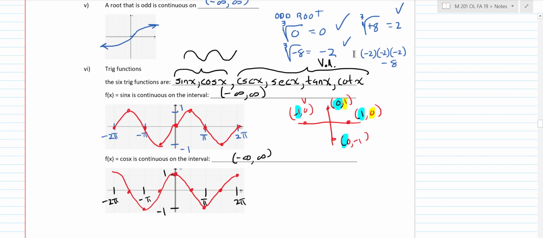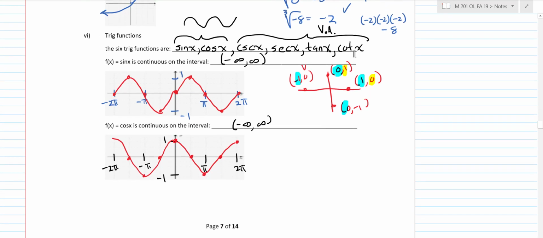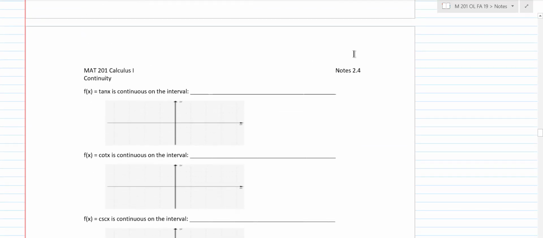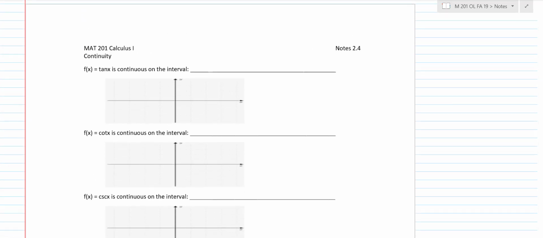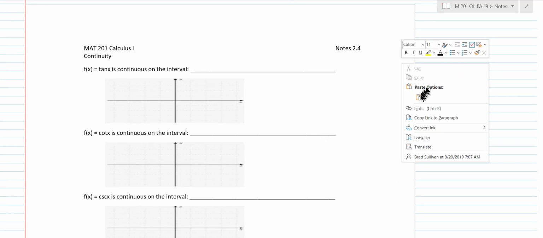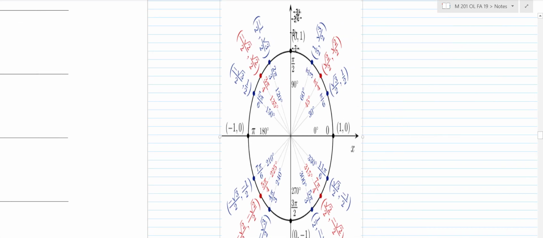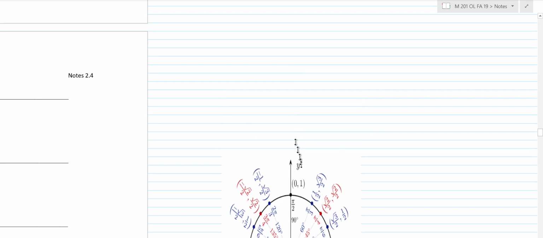Okay, let's move on and remind ourselves about the next trig functions. This is just a review. It's good to review this stuff and get it out of the way. So tangent, the thing you've got to remember on the tangent, and I think I've got a unit circle I can paste up here real quick, for a quick review on all these functions.